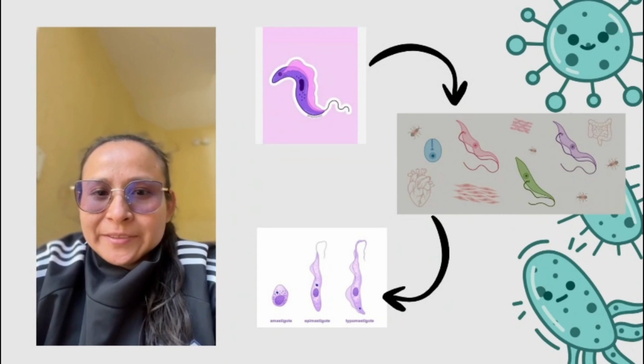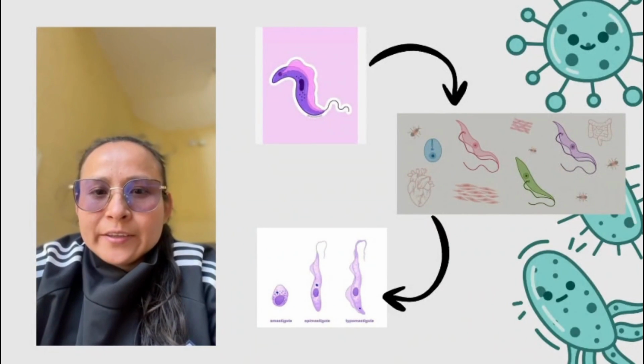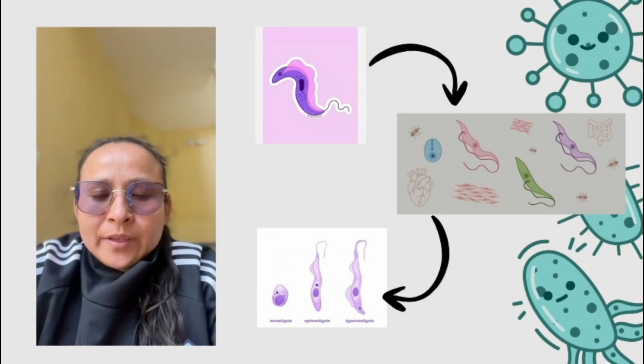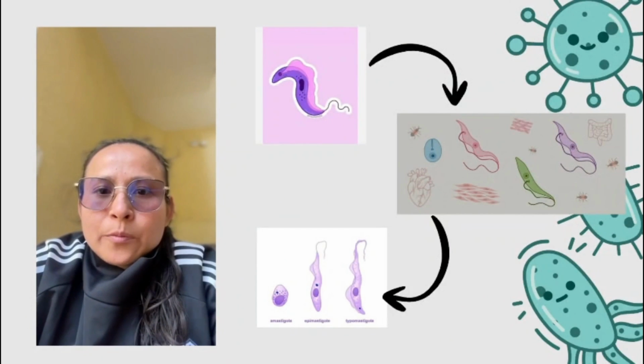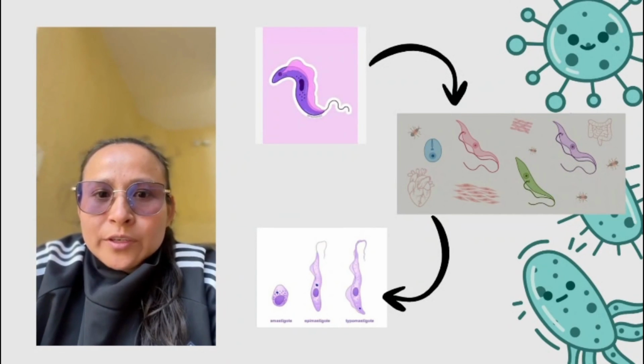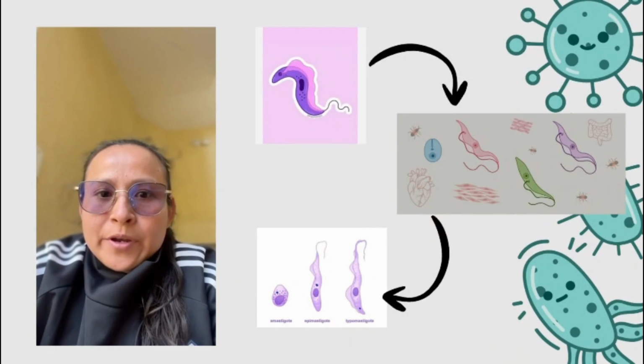General characteristics. It is a flagellated and intracellular parasite transmitted by insects of the subfamily Triatominae. It has a life cycle with three main forms: trypomastigote, epimastigote, and amastigote. It has a flagellum that allows it to move. It reproduces asexually by binary fission.